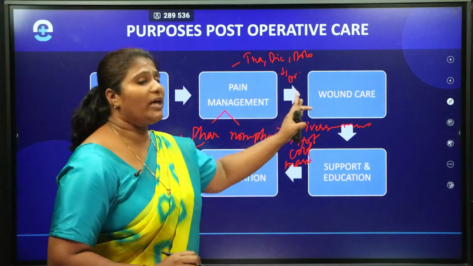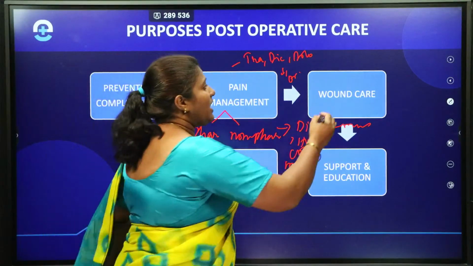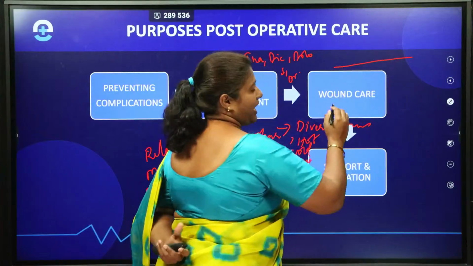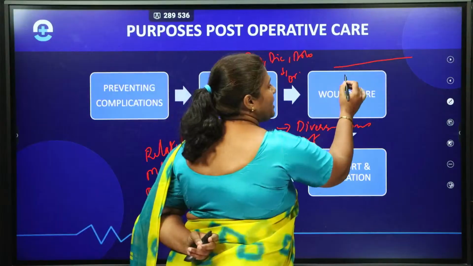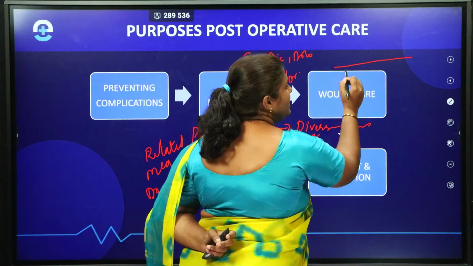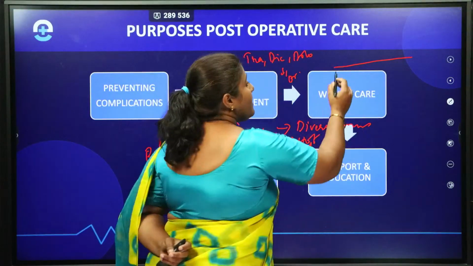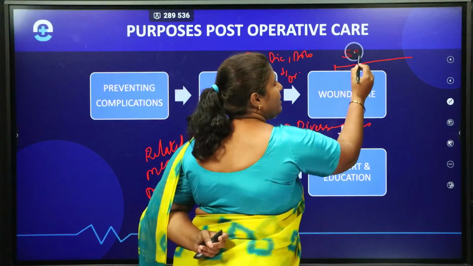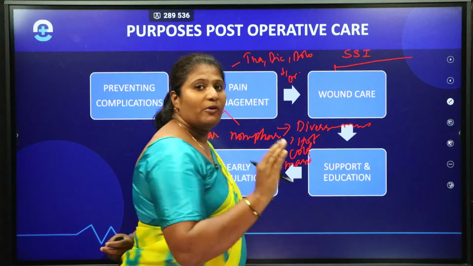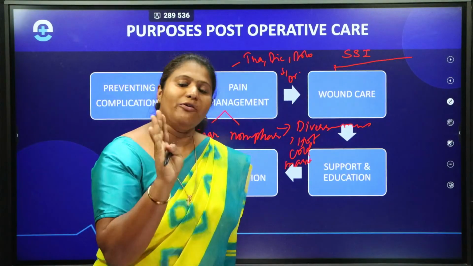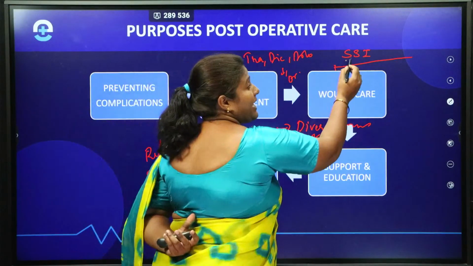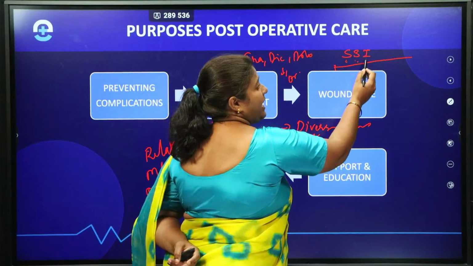Next one is wound care. Suppose the patient has a wound, with an incision in the abdomen or the back. We need to give proper wound care to the patient, because if not, it can lead to SSI. If you don't give proper wound care with the aseptic method, what will happen? SSI, surgical site infection.